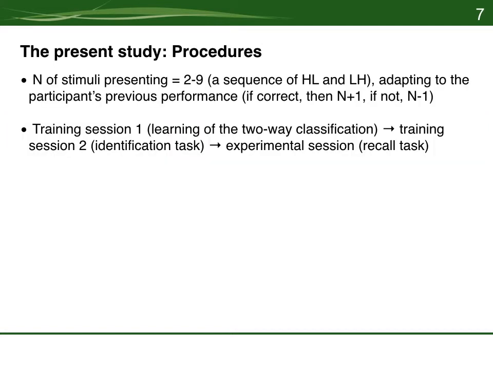An online adaptive version of SRT presented sequences of 2 to 9 stimuli, and the task was to reproduce each sequence by typing associated keys 1 and 2 in the correct order. Each condition started with a training session in which they were trained to associate one of the members with key 1 and the other member with key 2.